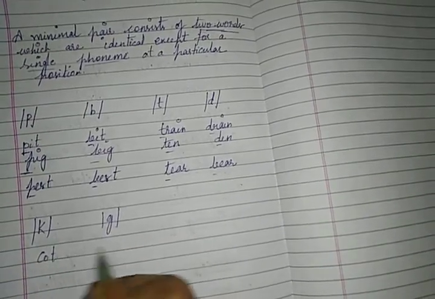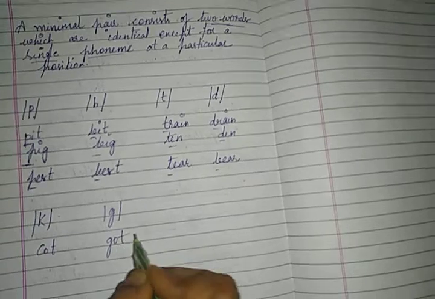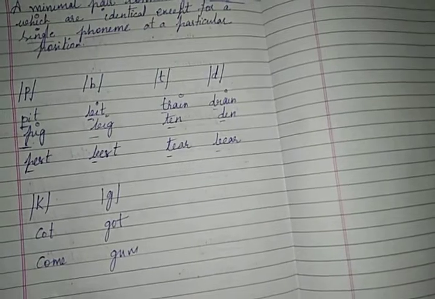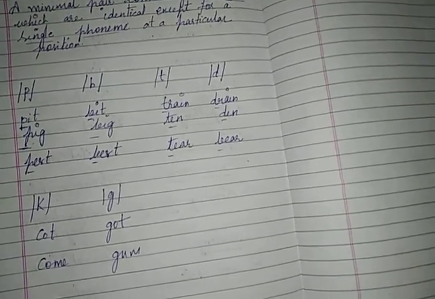Cot, got. Come, gum. Just see the pronunciations. Only in the starting position the pronunciations are different. Come, gum. Here, ka. Here, ga. Just observe the pronunciation.